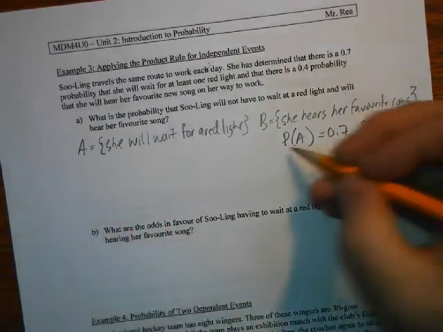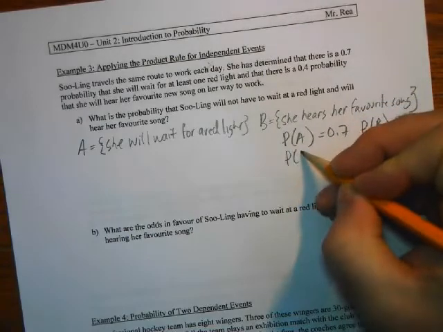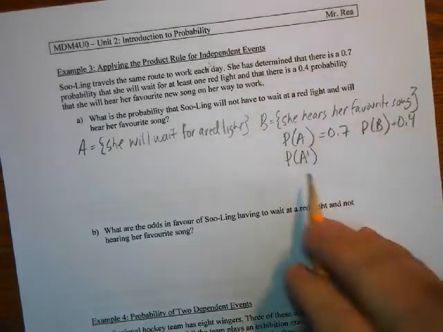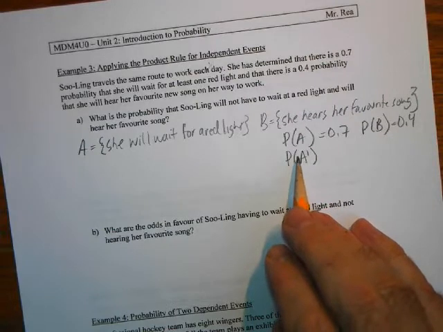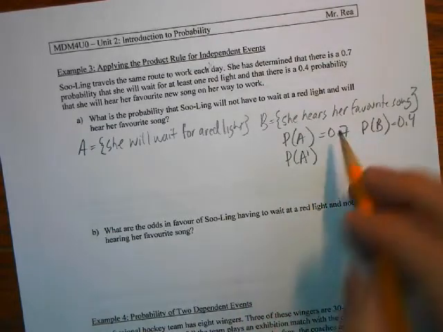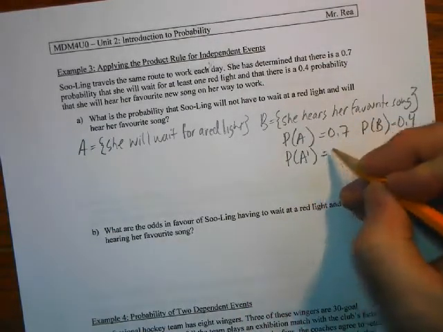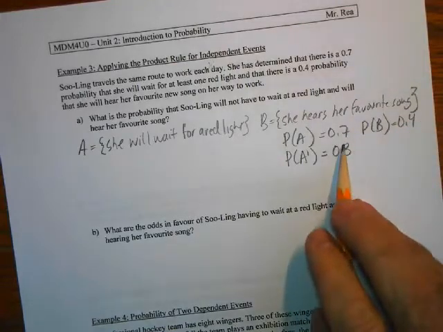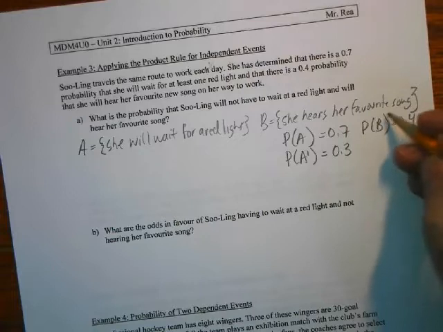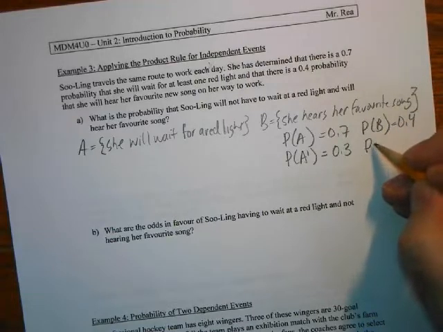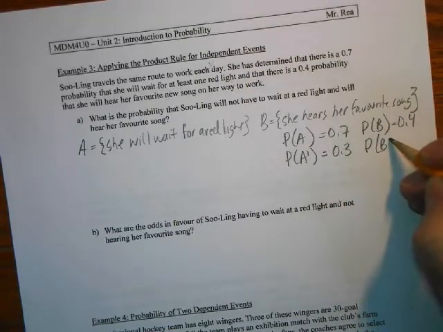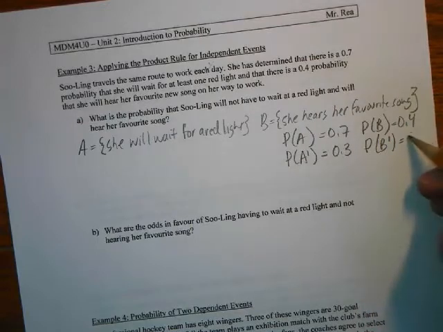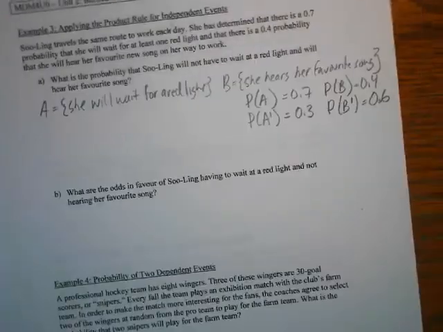That's the everything else. So I'm going to put down that the probability of not waiting at a red light is going to be 1 minus the probability of waiting for a red light. So that's 1 minus 0.3. And just in case I have to use the complement of B, I'll put that here now. That's 1 minus 0.4, or 0.6.